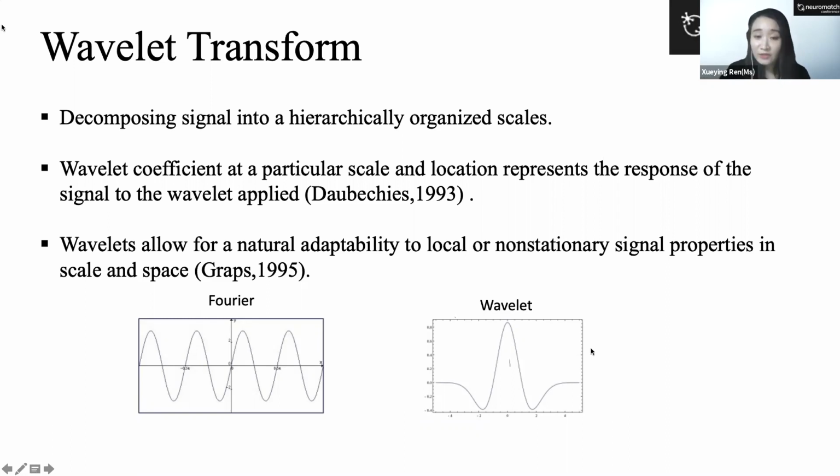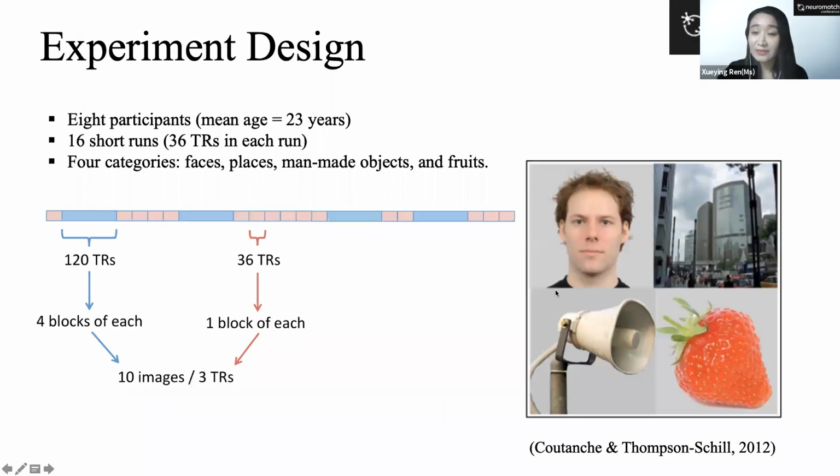So in our study, we used the wavelets to investigate the spatial scale of neural representations for visual categories in occipital and ventral temporal cortex. Here's the experiment design. The data was first analyzed in the Coutanche and Thompson-Schill paper published in 2012 about advantages of fMRI short runs over long runs, and the data was made available to us by the Thompson-Schill lab.